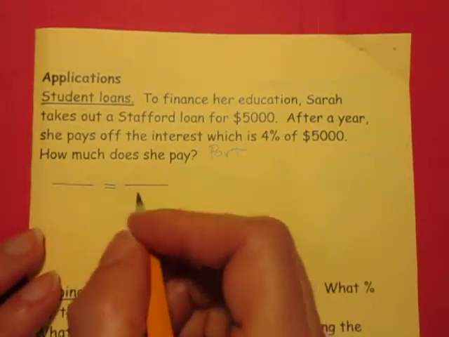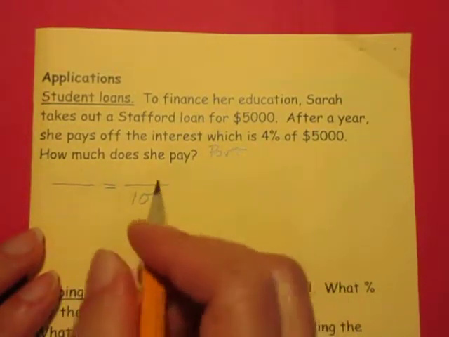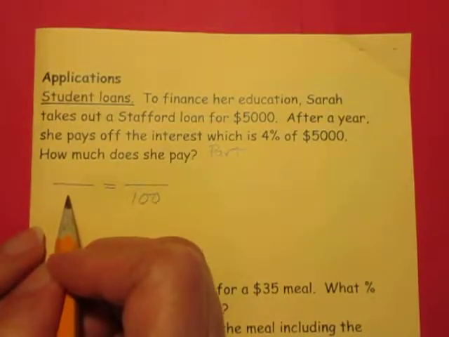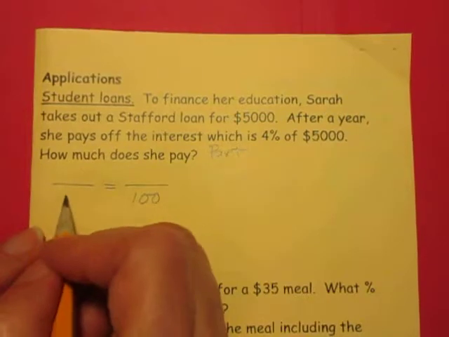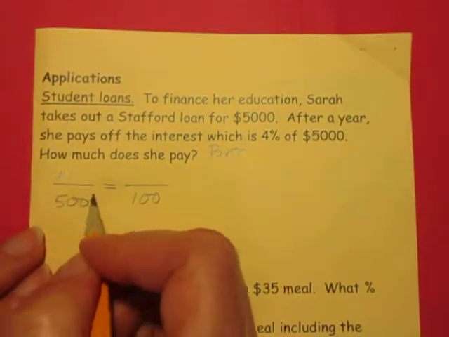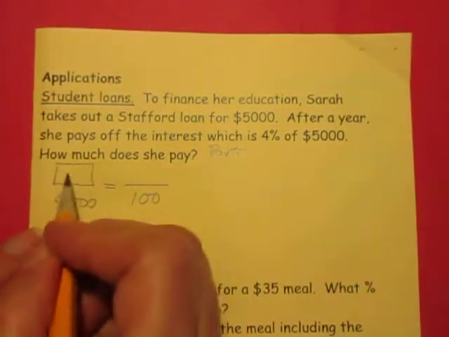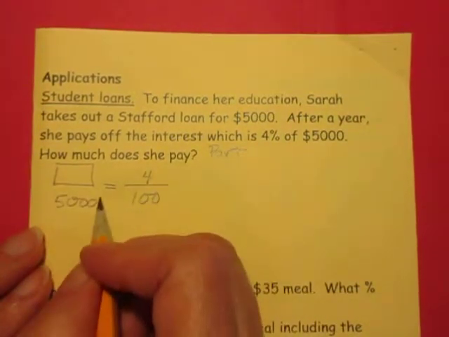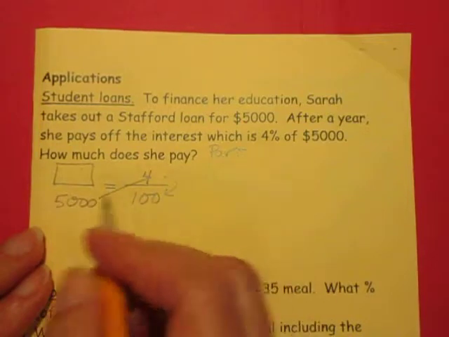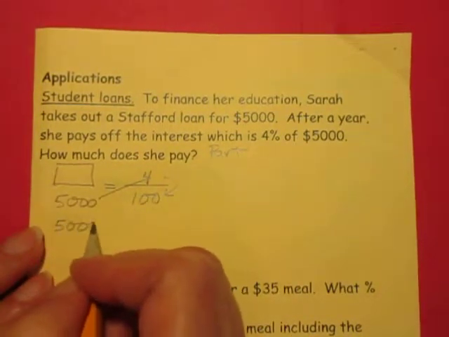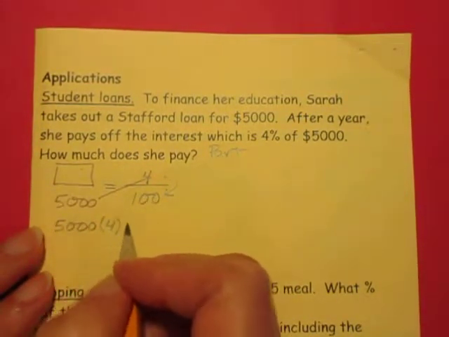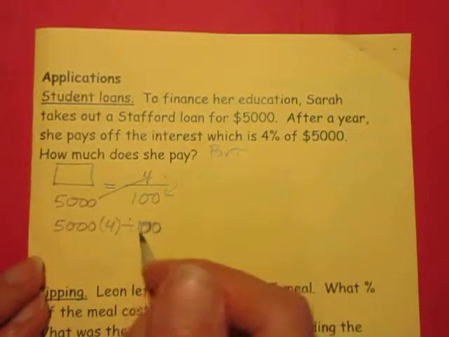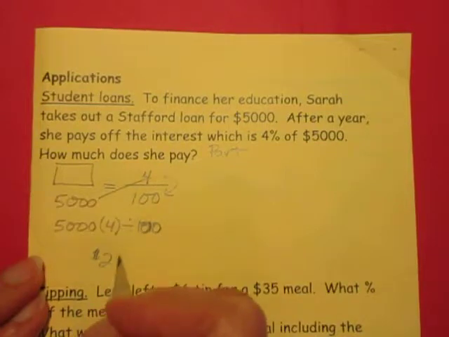Okay, so with this one, with the proportion method, we usually like to put 100 here to the lower right. The lower left is our whole, which in this case is the 5,000, and we are solving for the part. For the 4%, I'm going to write that as 4 over 100. So you would cross multiply and divide. In your calculator, you would put in 5,000 times 4, divide by 100, and you should come up with $200.